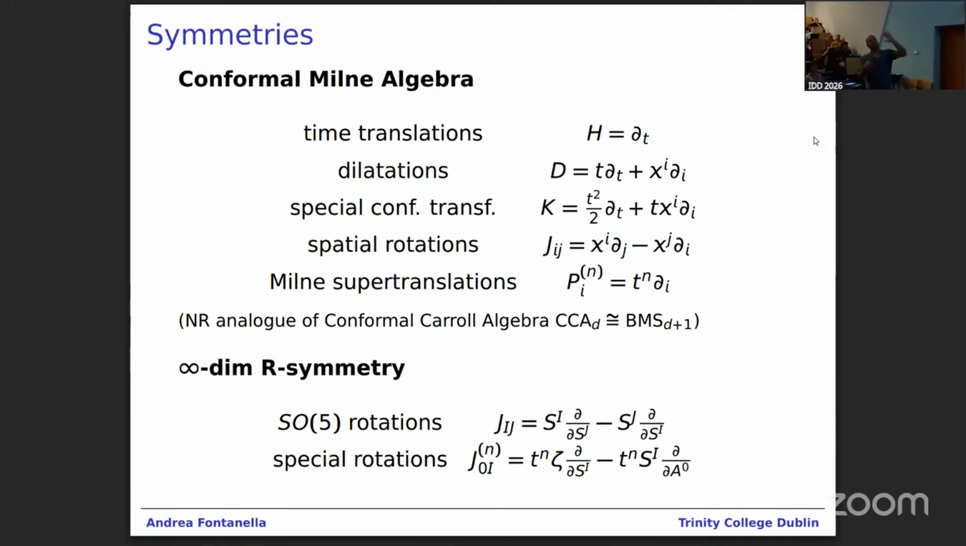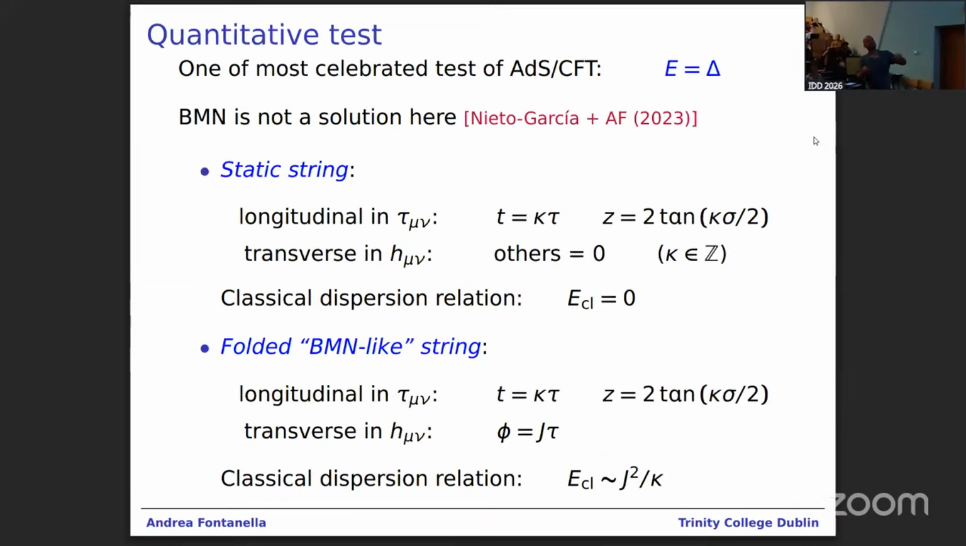So that's the symmetry content. And now I want to move to the quantitative test. The quantitative test that I want to talk to you about is to take the most celebrated test of AdS/CFT using integrability, which is that the string spectrum is equal to the scaling dimension of dual gauge invariant operators. So can we do something like that for this non-relativistic AdS/CFT?